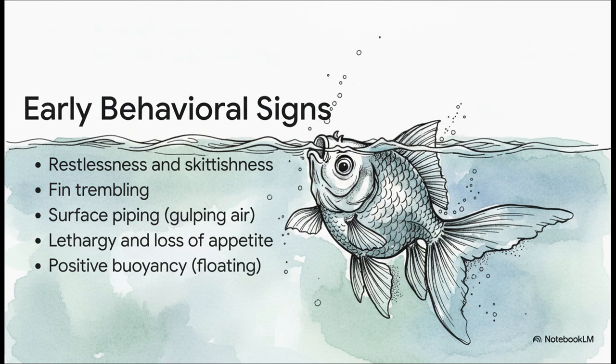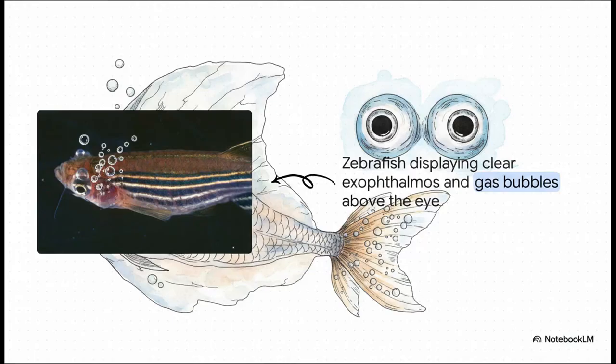As gas literally builds up in their GI tract or swim bladder, they lose the ability to stay neutral in the water. They'll involuntarily float up to the surface, struggling violently to swim downward or even drifting completely upside down. As the disease progresses, the physical signs become, well, pretty unmistakable and honestly grotesque. You'll start to see clear, silvery, crackling bubbles trapped right under the skin on their head.